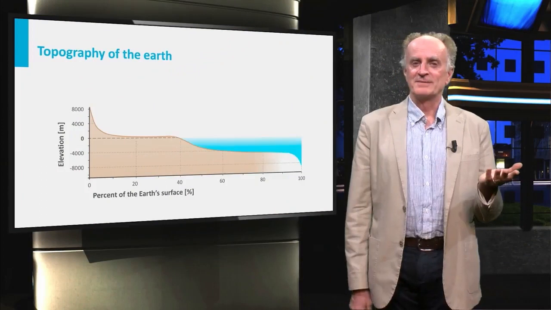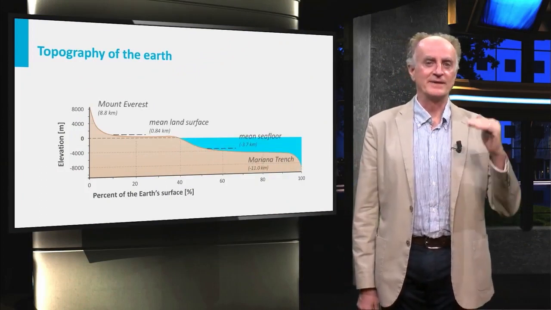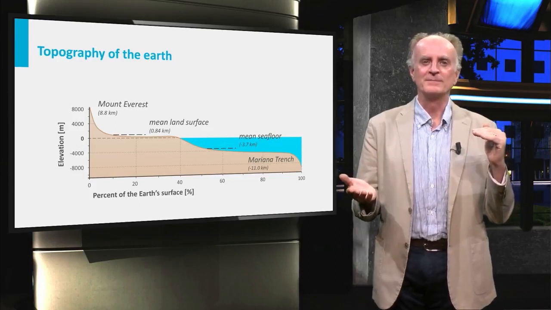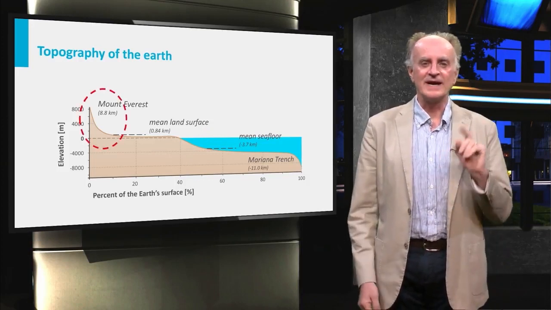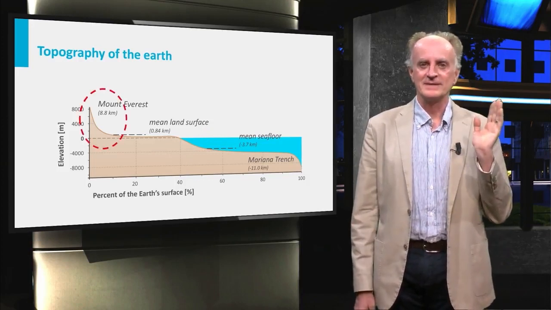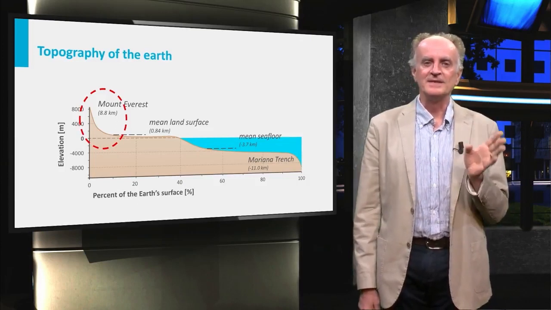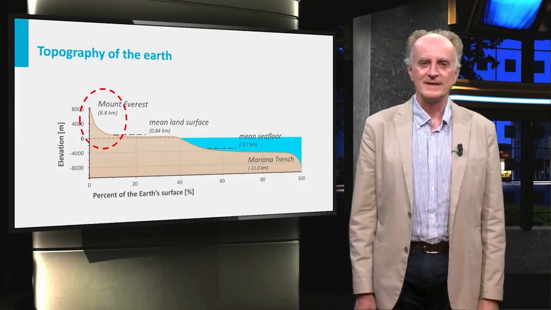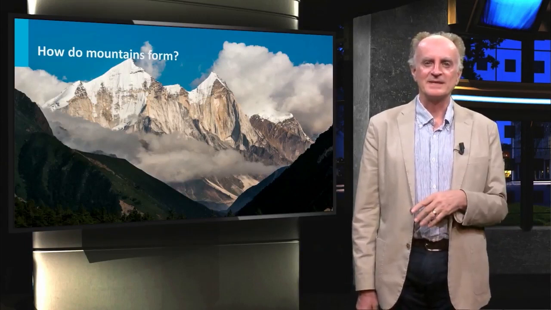You have seen this diagram before. It shows that most of the surface of the Earth is either at 800 meters or at around 3.7 kilometers underneath sea level. Less than 10% is higher than 800 meters. Maybe not very much, but still very important. These are the mountains, major features of our planet. Mountains, for instance, are the source of most of the terrestrial sediments we find in sedimentary basins.